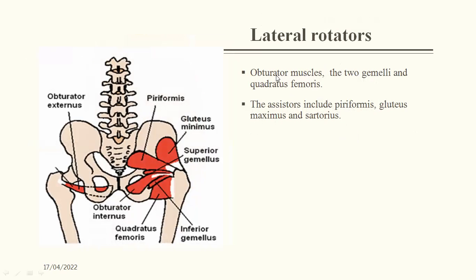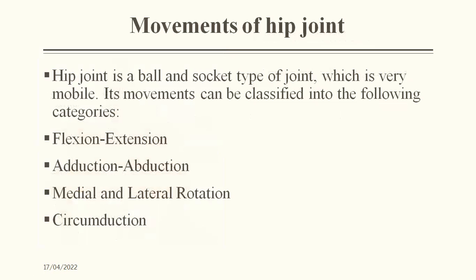Then the lateral rotators. The lateral rotators are the obturator muscles, two obturator muscles, obturator internus and obturator externus. This side, obturator externus. Then the two gemelli, inferior gemellus and superior gemellus, and the quadratus femoris. The assisting muscles are the piriformis, sartorius and gluteus maximus, to cause lateral rotation of the hip joint.